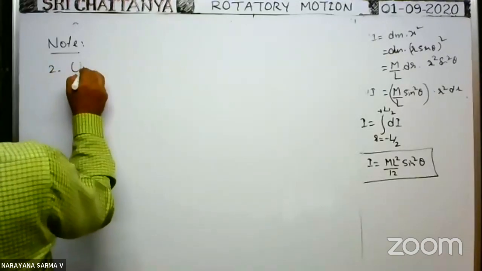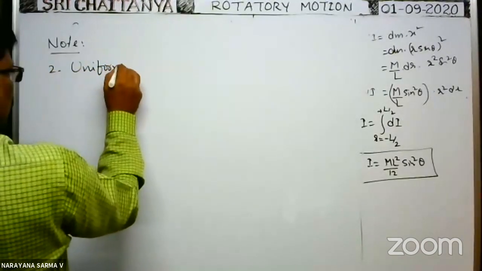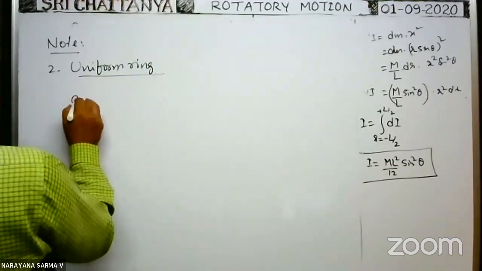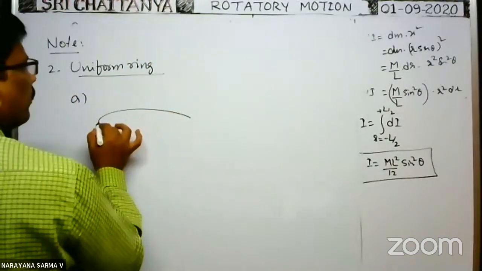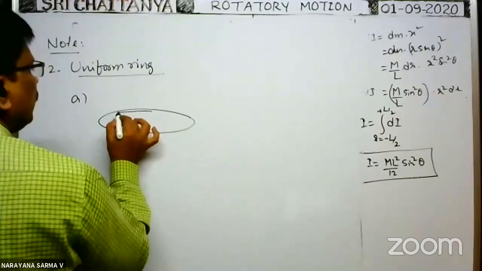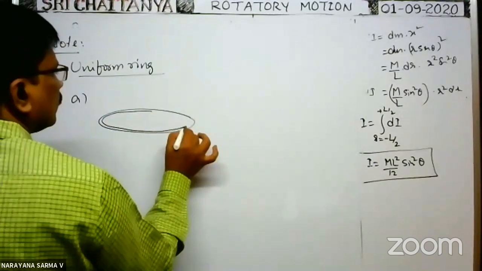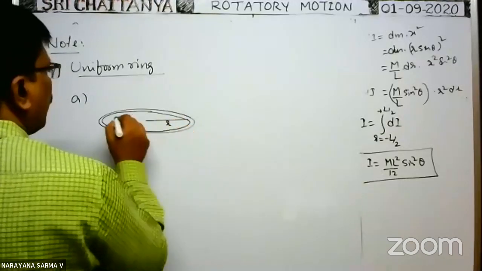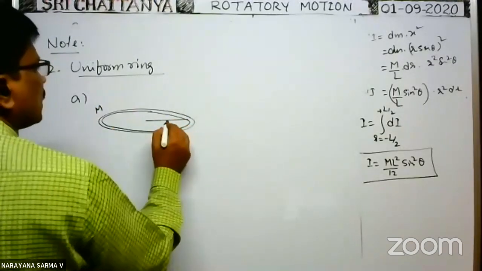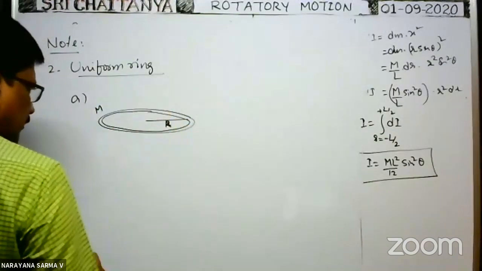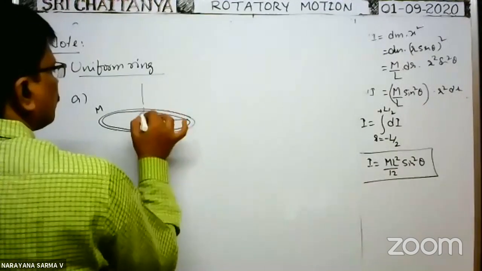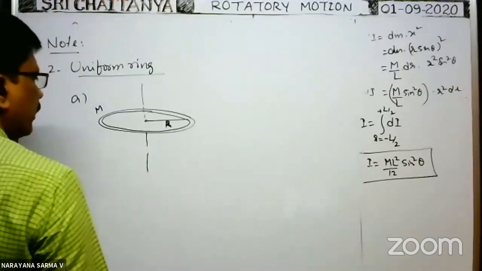Second one, uniform ring. Suppose in this first one there is a uniform ring, a thin uniform ring of radius R, mass M, about an axis passing through the center of the ring and perpendicular to the plane of the ring. What is the moment of inertia?